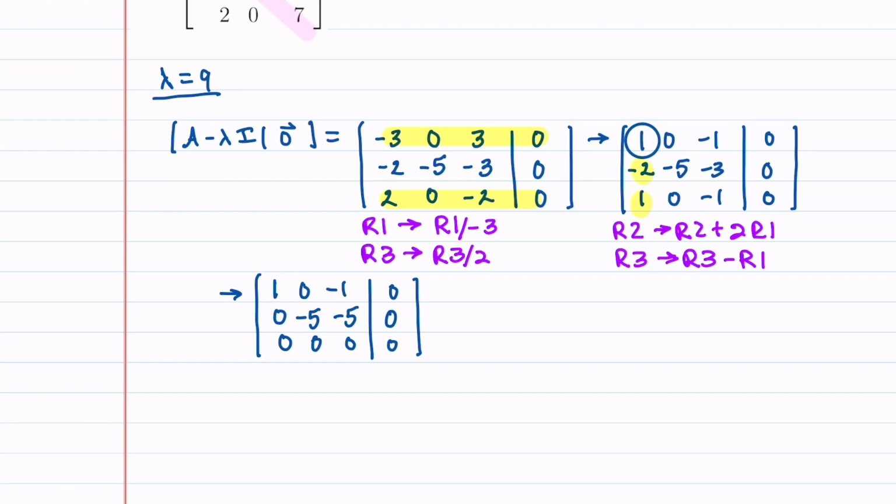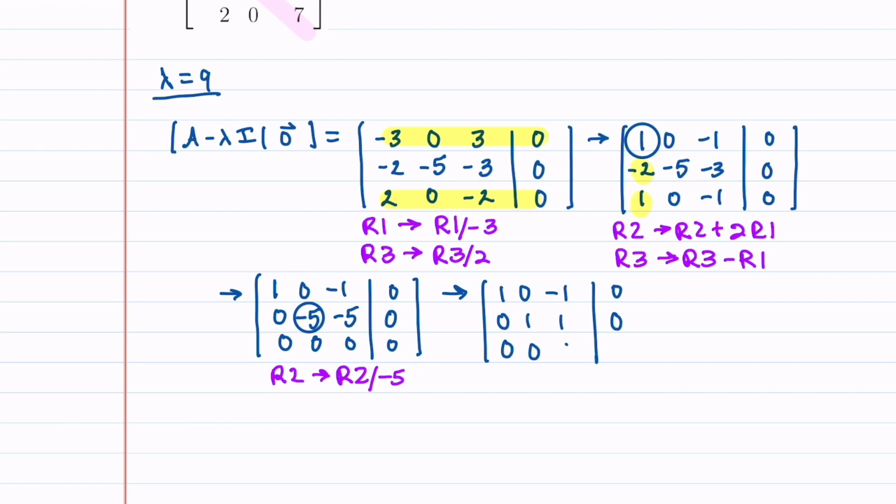So we're almost done. Let's circle our pivot here. To put our matrix in reduced echelon form, all of our pivots have to equal 1. So we're just going to take row 2 and replace it with row 2 divided by -5. Our top row is 1, 0, -1, augmented with 0, and then we have a 0, 1, 1, 0, and then our last row is zeros. So our matrix is now in reduced echelon form.